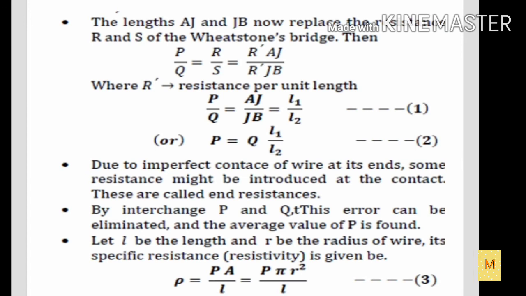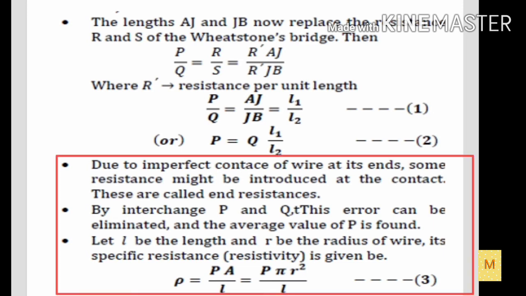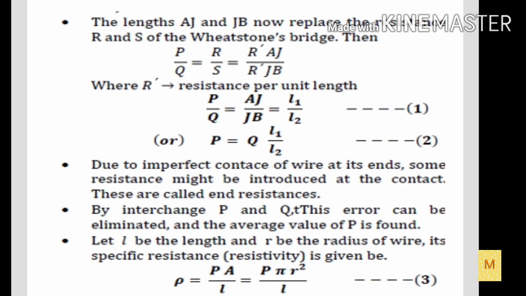Sometimes, due to imperfect contact of the wire at the ends, some resistance might be introduced at the contact. These are known as end resistances. By interchanging the resistances P and Q, this error can be eliminated and the average value of P is found. Let L be the length and r be the radius of the wire. The specific resistance of the given wire can be calculated by the equation rho equals P into A divided by L, which equals P into pi r square divided by L. This is equation number 3. So this equation represents the specific resistance of the given wire.